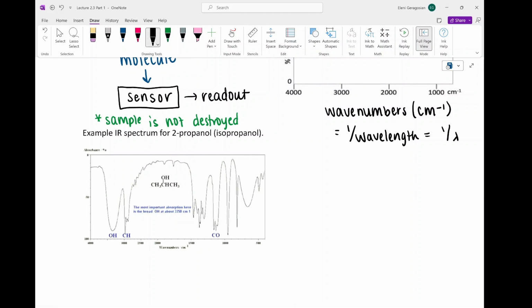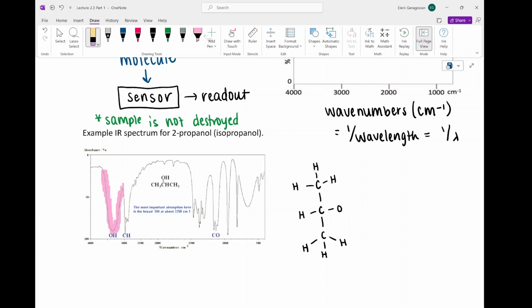2-propanol. So this molecule, we have CH3, second carbon is bonded to an OH group, and then another CH3. Now we'll talk about where different frequencies are, but see how these are labeled on the spectrum. So if we talk first about this OH group, this broad peak here is characteristic of an OH bond.